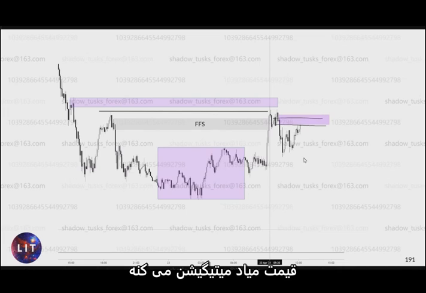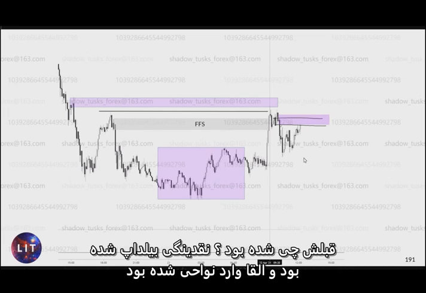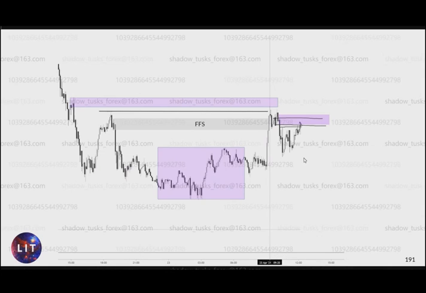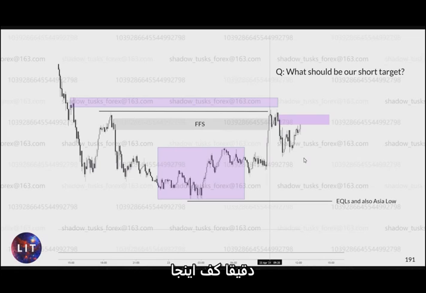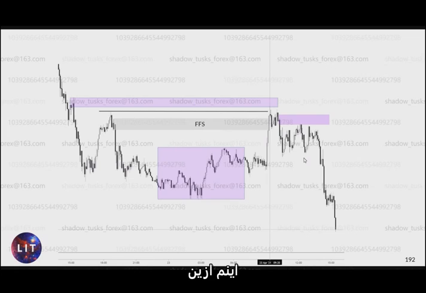Gets there, mitigates it. What do we do before that? Building up liquidity, inducement into the zones. What can we expect? Of course, or pretty much what should we target? Of course, the low in here. And there you go. That's how you do the overall play and the internal structure.